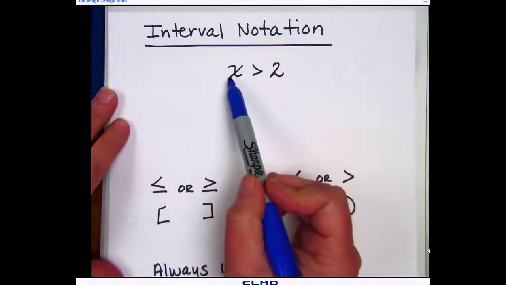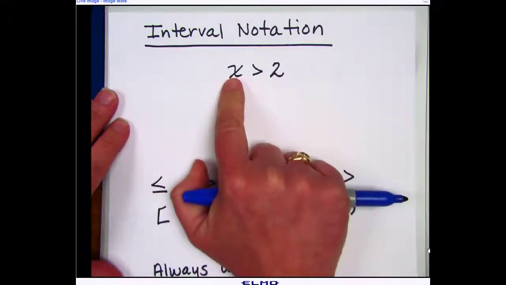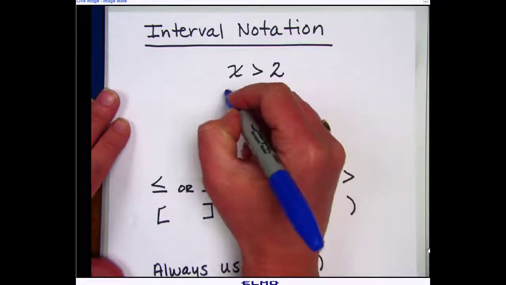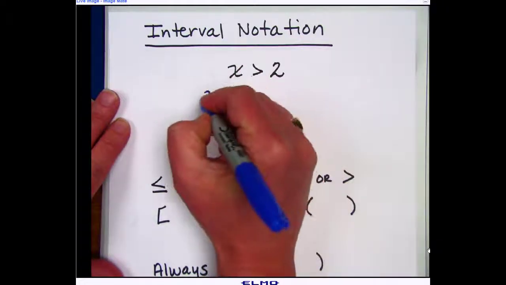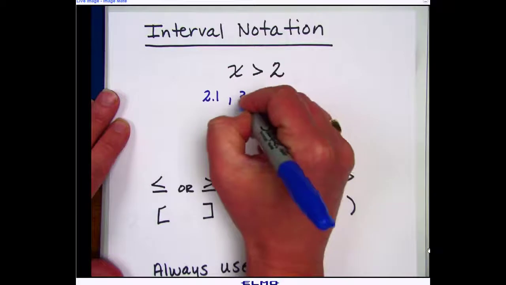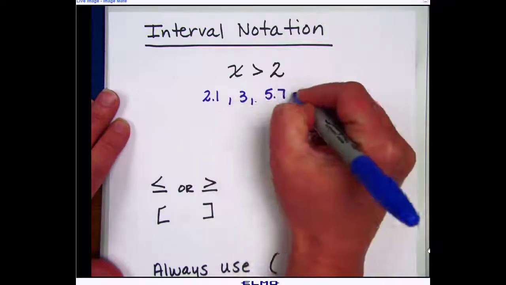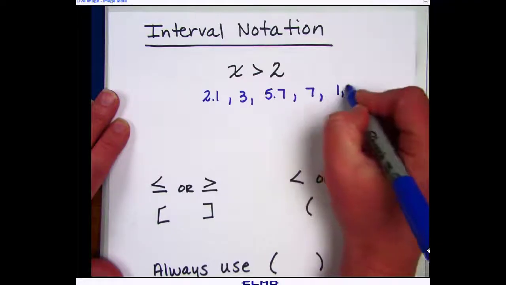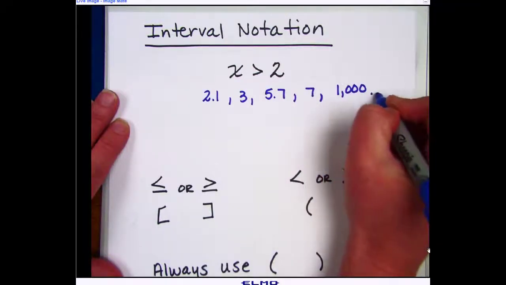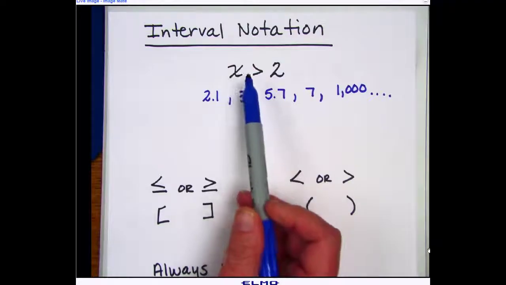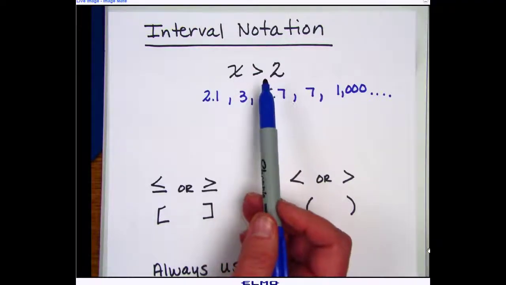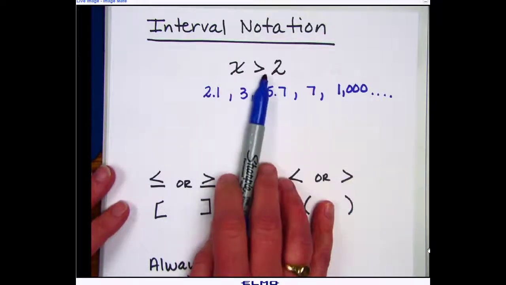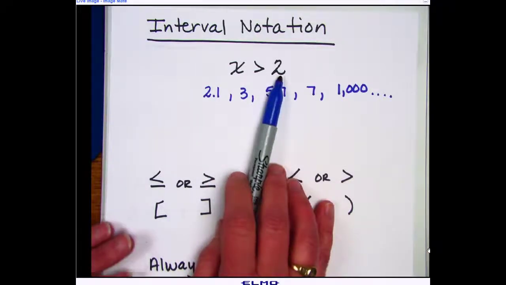So for example, if I end up with the solution x greater than 2, this means that I can have a solution at any number greater than 2. So for example, 2.1 is a solution, 3 is a solution, 5.7 is a solution, 7 is a solution, 1,000 is a solution, etc. Now there's still a whole infinite number of solutions, but I want a way to indicate all the solutions. In other words, any value greater than 2 is going to work.